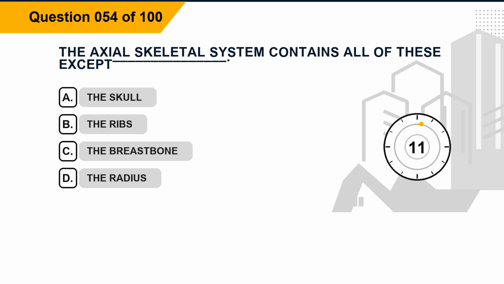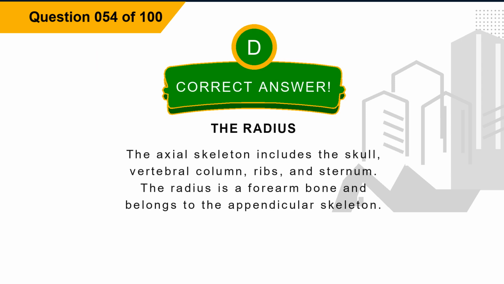Question 54. The axial skeletal system contains all of these except blank. Option A, the skull. Option B, the ribs. Option C, the breastbone. Option D, the radius. The correct answer is option D, the radius. Explanation. The axial skeleton includes the skull, vertebral column, ribs, and sternum. The radius is a forearm bone and belongs to the appendicular skeleton.